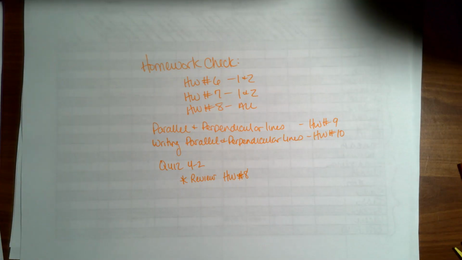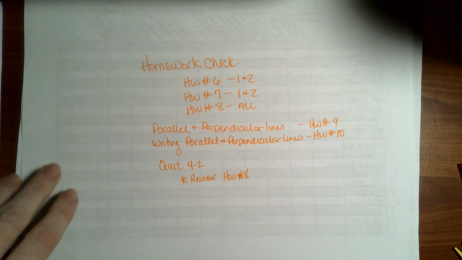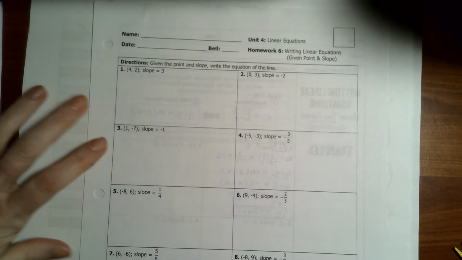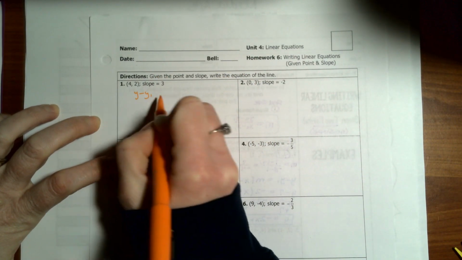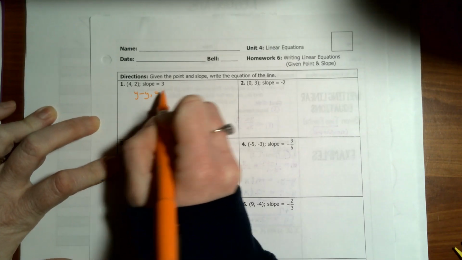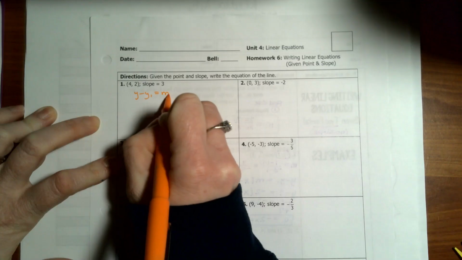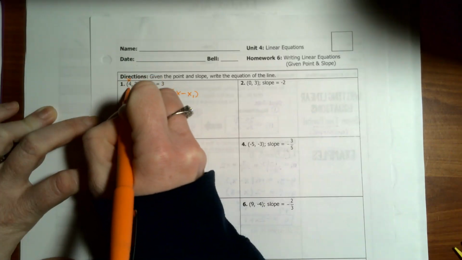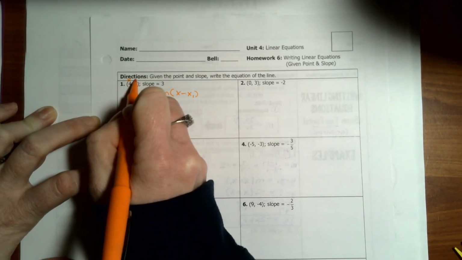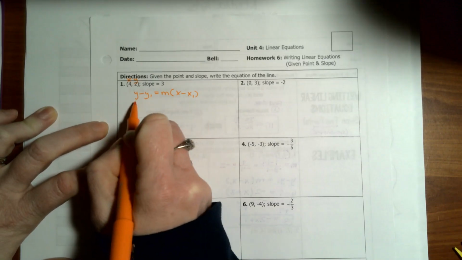And we are going to get started with homework number 6. So you only had to do numbers 1 and 2 on homework number 6. We are using the formula y minus y1 equals slope times x minus x1, or your y coordinate is equal to your slope times x minus your x coordinate. And remember, your first point in your ordered pair is your x and your second point is your y. So you're just substituting in these numbers.